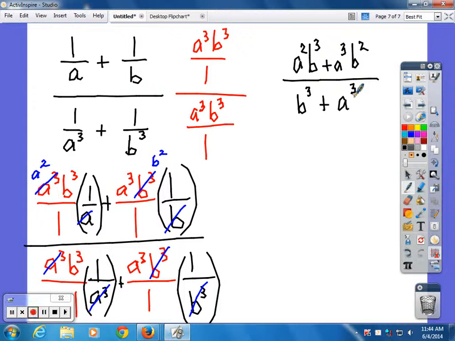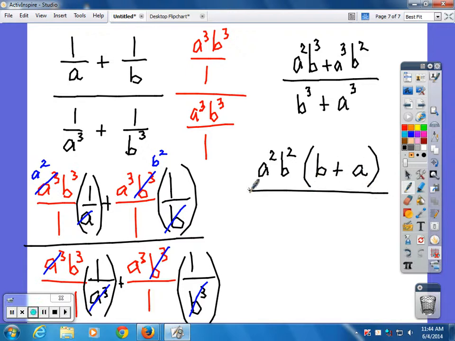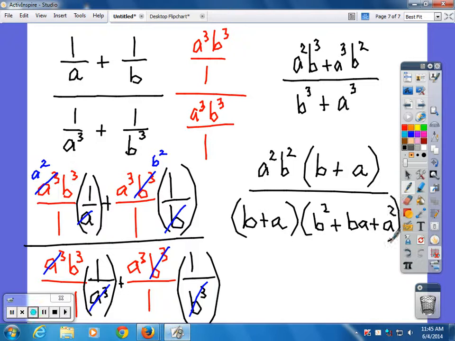So, factor out a common term here, and let's see what happens. I'm going to factor out an a squared b squared. And what will that leave me? It would be b plus a. And then what is this? Shortcut number 4. That's right, class. b plus a times b squared minus ba plus a squared. I'm sorry, minus. That'd be a minus.